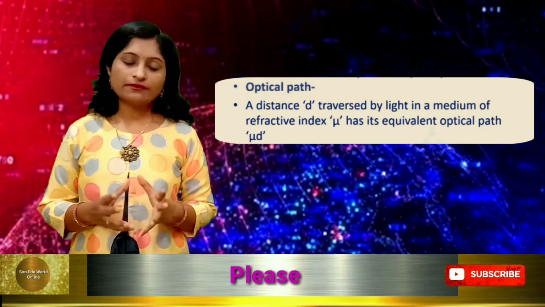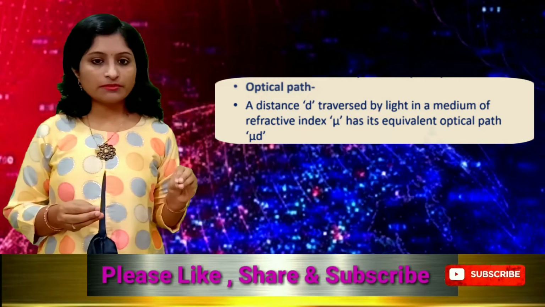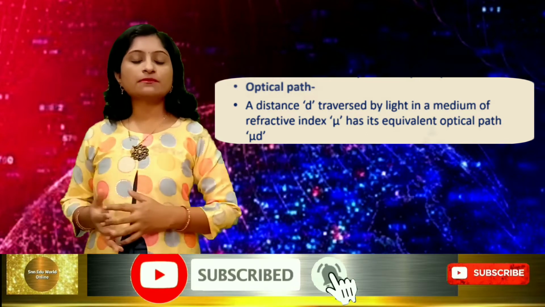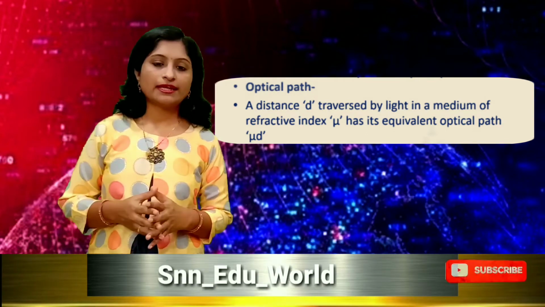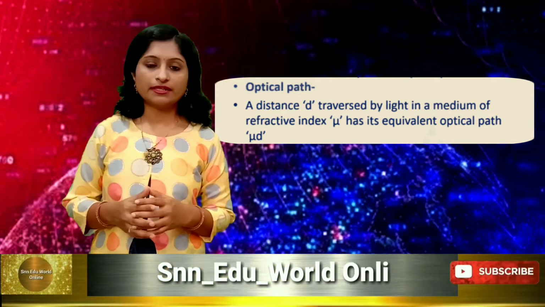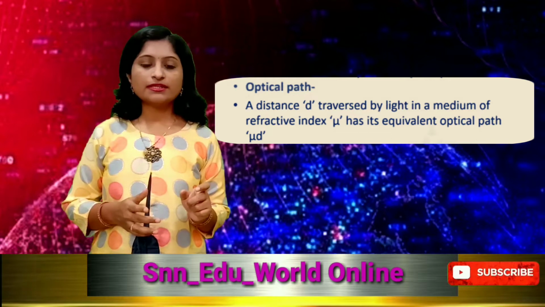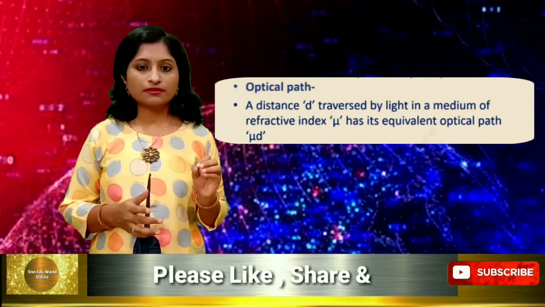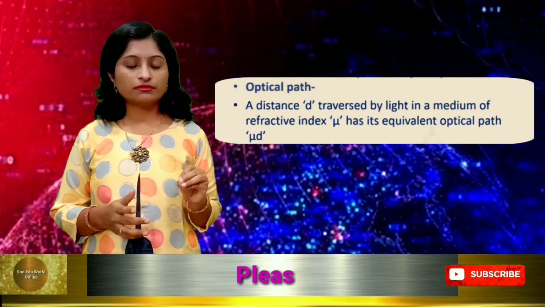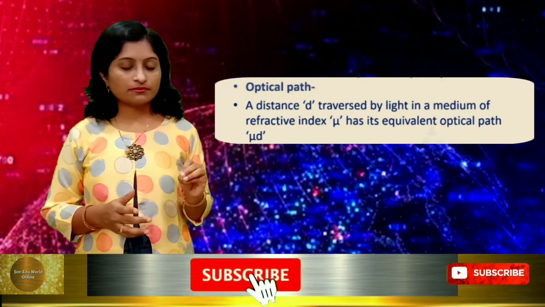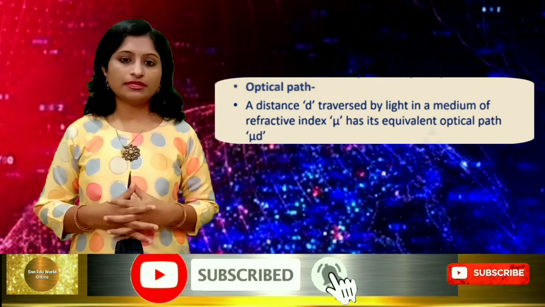Okay, so whenever a ray of light is moving in a medium, if it has displacement d, an equivalent displacement in air must be there, and that is nothing but mu into d, and that mu d is called the optical path. Here this optical path is represented by mu, the refractive index of the medium, and d, the displacement in the medium.